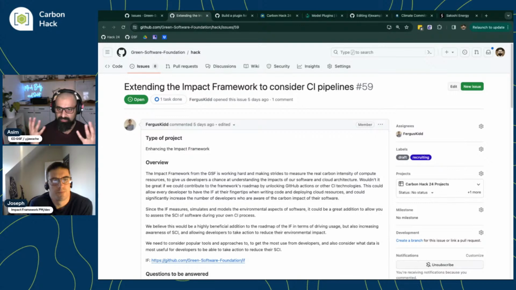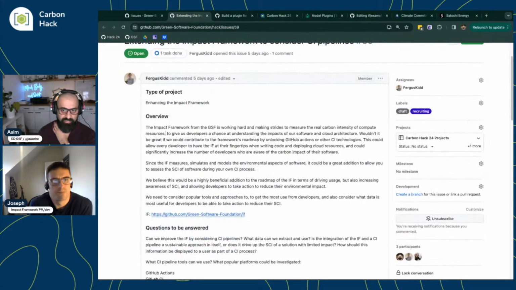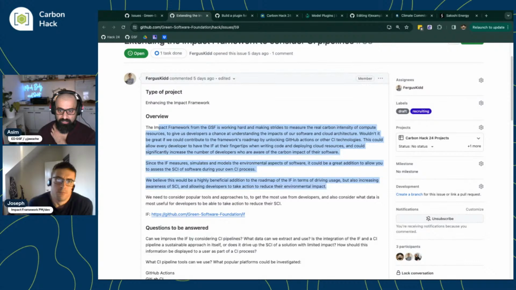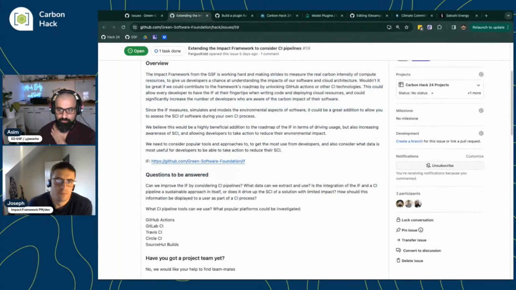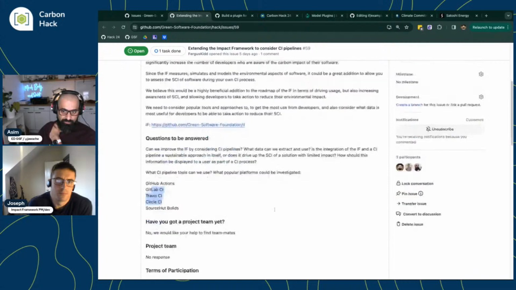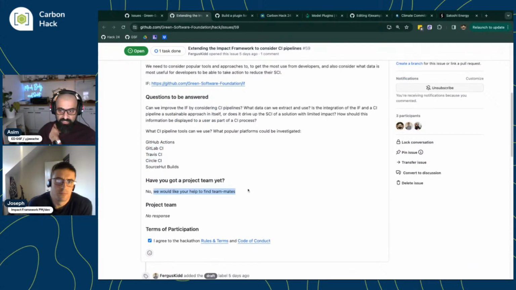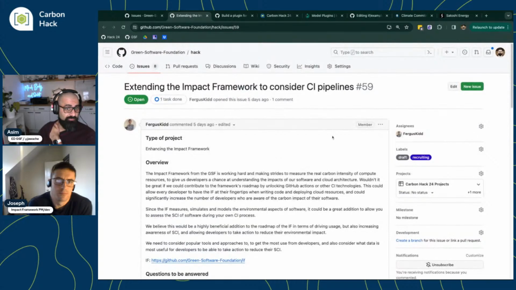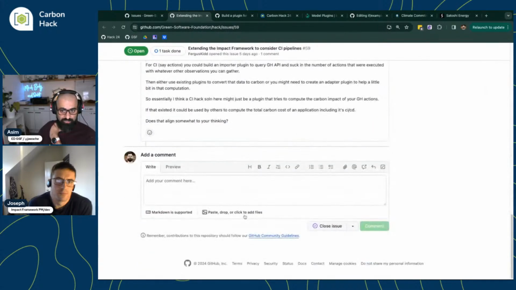So that's where he's coming from, CI pipelines, and it's kind of an open-ended one. He's asking more generally what it means, at least that's the way I read it. How does CI fit into this? Can we measure CI? He's mentioned a couple of different ones: Actions, GitLab CI, all those other ones. He's looking for a team. Basically, the ones we're talking about right now are all looking for teams. So if you're listening in and this is something you feel like doing, just head in, add a comment and say, this is interesting, I want to get involved.